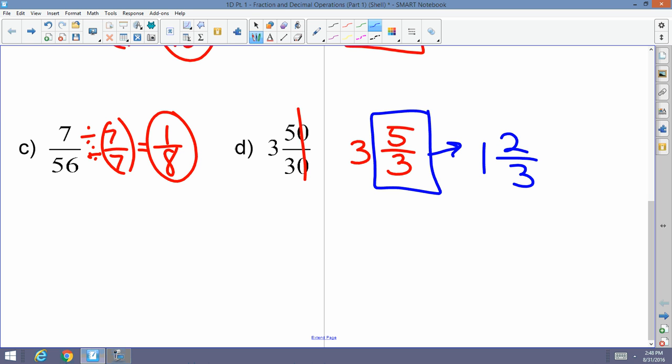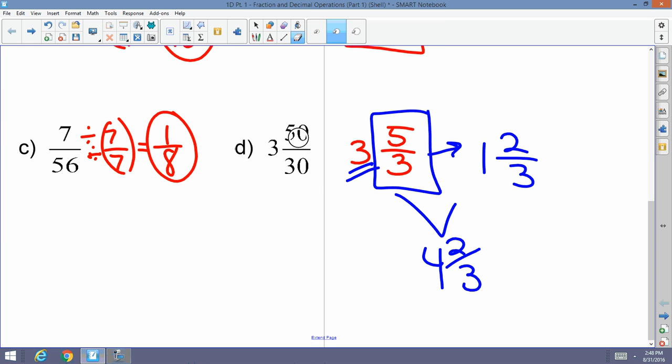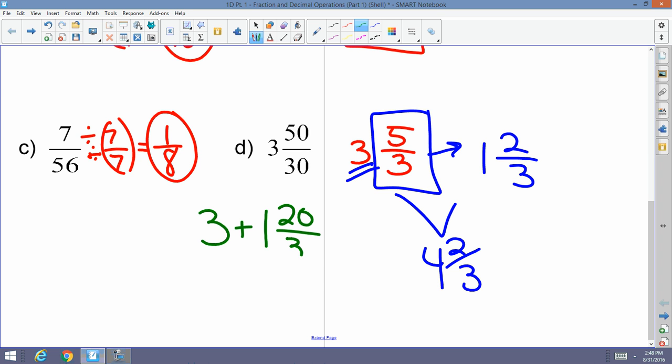Well, 1 and 2/3 plus the 3 whole to begin with, I have 4 and 2/3, and that is reduced to lowest terms. Okay, I could have also done it this way. Let's say that I didn't get rid of the zeros. I could have just had my 3 aside, plus 30 goes into 50 one whole time, and there's 20 left over out of the 30. Now I can get rid of my zeros, and I'm still going to be left with 4 and 2/3.